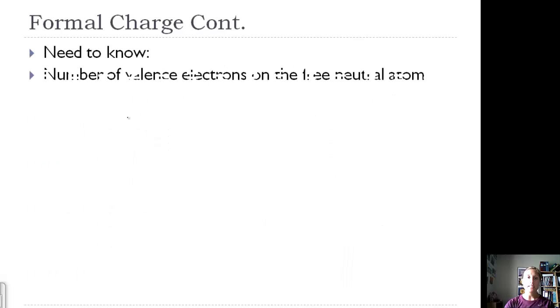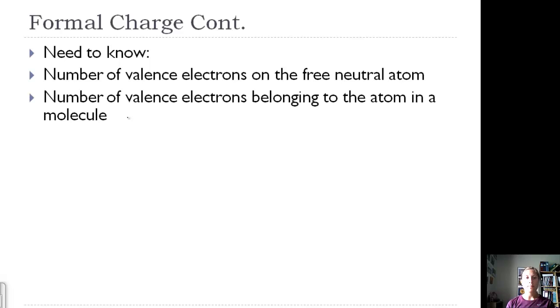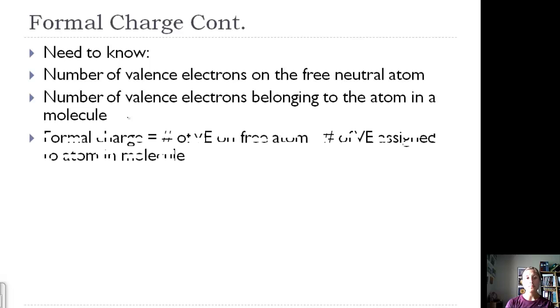Okay, so there's some things that you need to know. First, you need to know the number of valence electrons on the free neutral atom, and that's just going to come from the group number, just like we've done for all of our Lewis structures. Then you also need to know the number of valence electrons belonging to the atom in the molecule, and this is where drawing the Lewis structure is going to become important. So to calculate our formal charge, we take the number of valence electrons on that free atom minus the number of valence electrons that are assigned to that atom when it's bonded in a molecule.